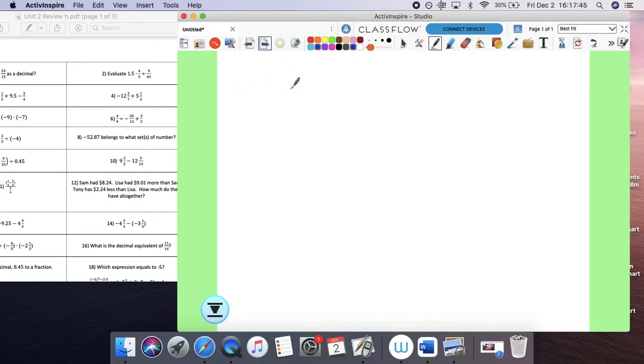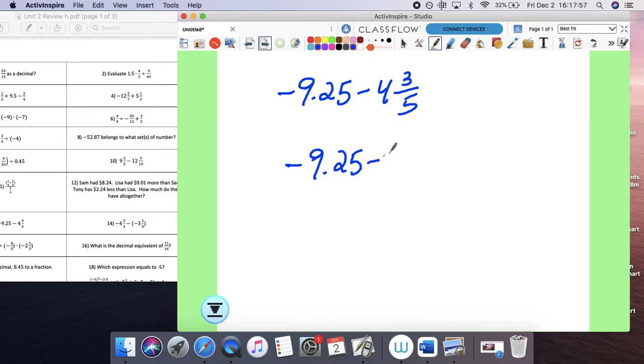Good idea, Mr. Cho. Negative 9.25 minus 4 3/5. So again, I'm looking at this and I can tell that this is something I want to change into a decimal. So negative 9.25 minus 4.6. If you want to change 9.25 to 9 1/4 and deal with fractions, be my guest. I don't. So negative 9.25 plus negative 4.6.